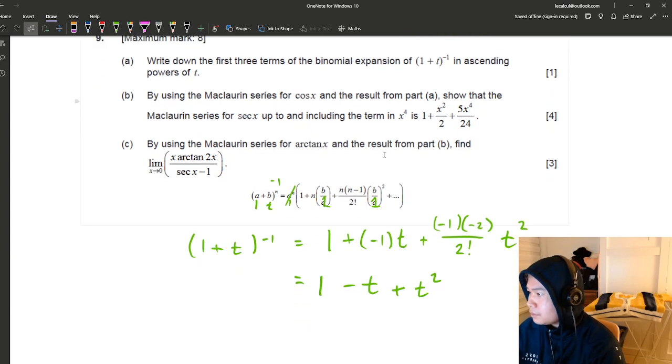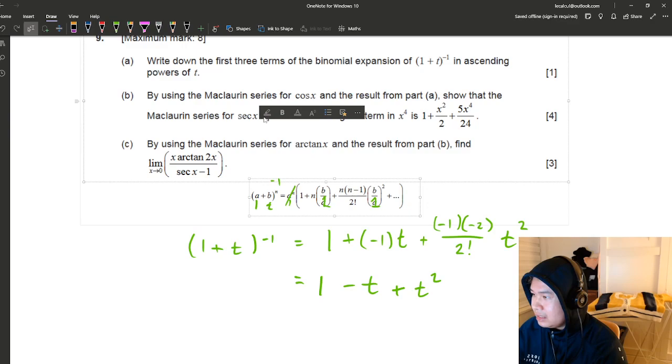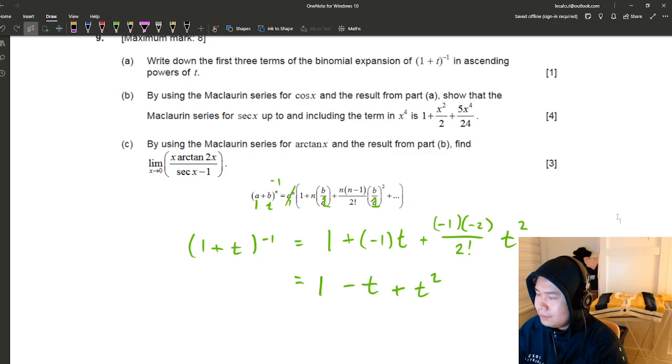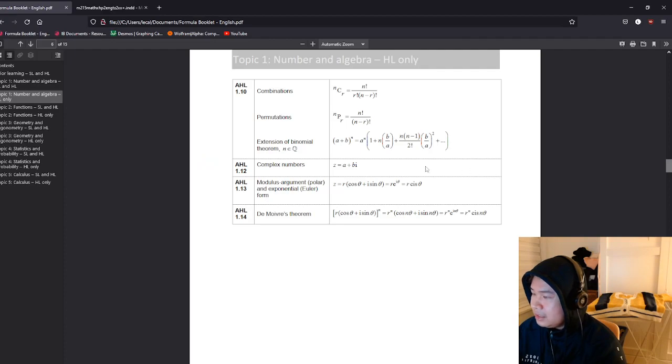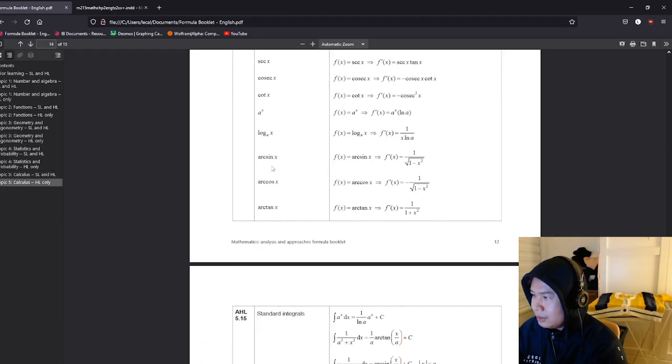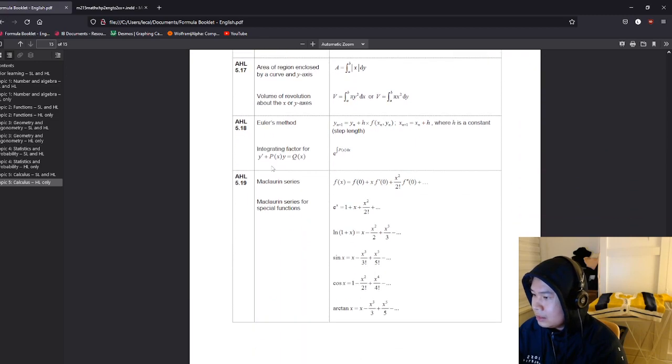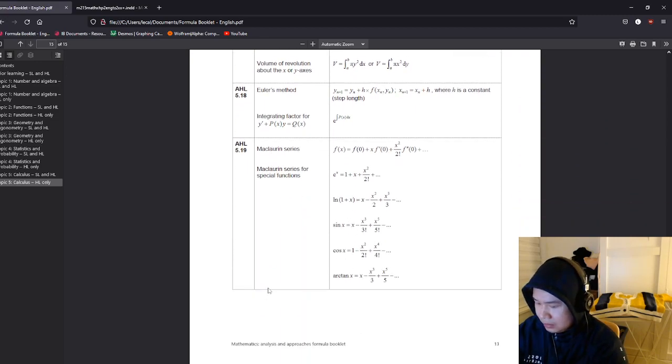Okay. By using the Maclaurin series for cosine and the result of part A, show that the Maclaurin series for secant up to and including the term in x4 is this. Okay, so we need the Maclaurin series for cosine, and again, that's in your formula booklet right here. So I'm going to copy this.